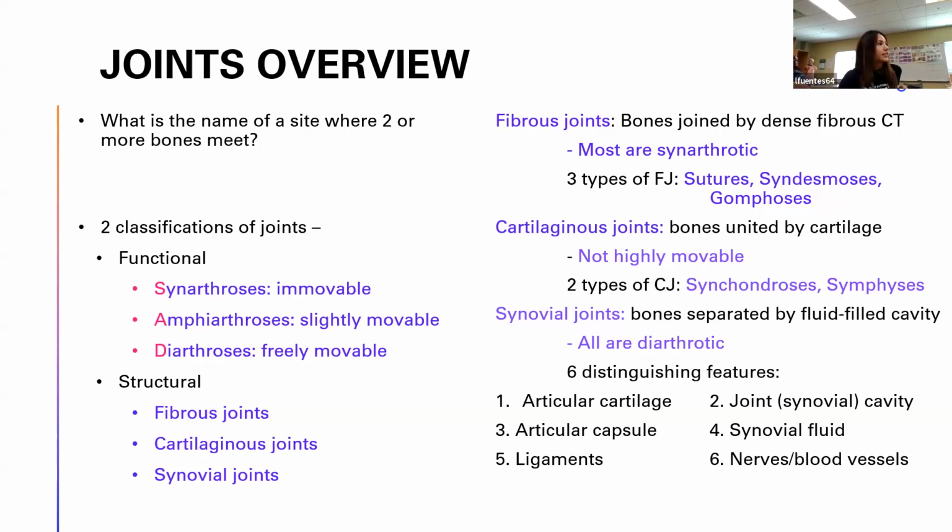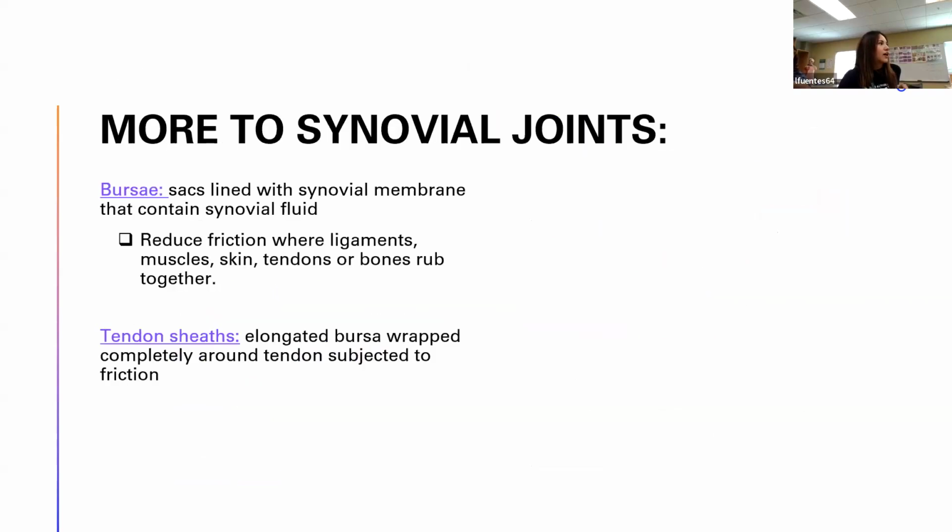So then the next thing to know with synovial joints are bursae and tendon sheaths that are present. So some images are going to pop up in a bit, but quickly, bursae are sacs lined with synovial membrane that contain synovial fluid. Bursae are responsible for reducing friction where ligaments, muscles, skin, tendons, or bones rub together.